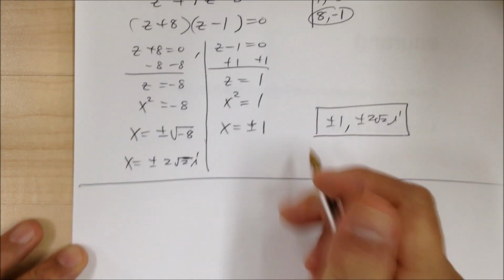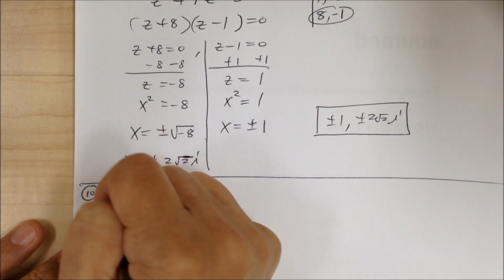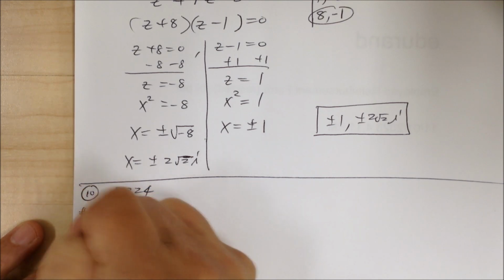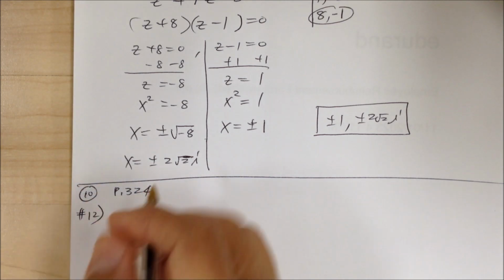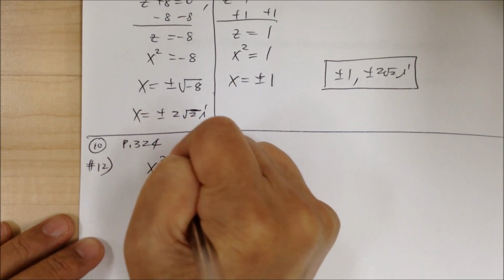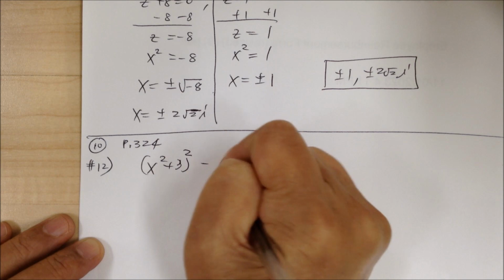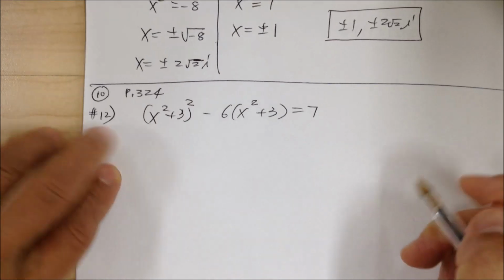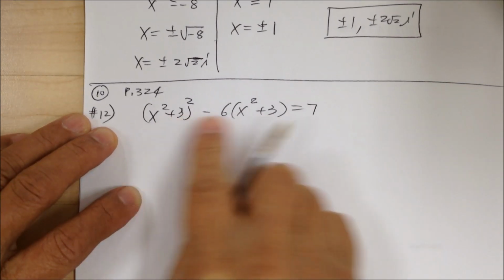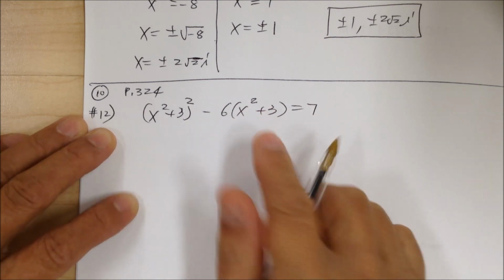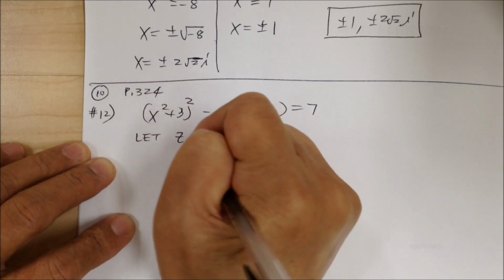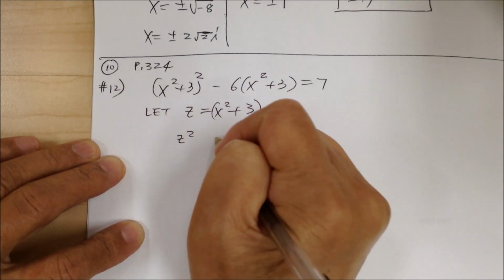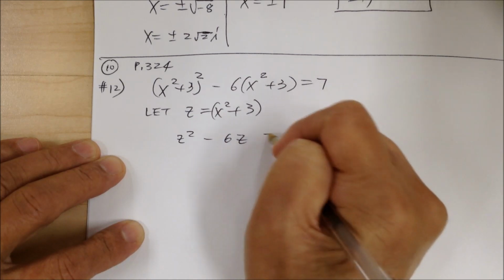Okay, let's go to the next one. Number 10 on the list. Again, it's from page 324. And let's go and do number 12. You have (x squared plus 3) squared minus 6 times (x squared plus 3) equal to 7. Again, notice the repeated part. When you see something repeat, that's what you're going to let z equal to. So let z equal to x squared plus 3, the parentheses. So this becomes z squared minus 6z equal to 7.